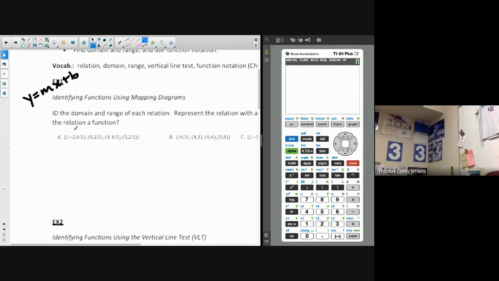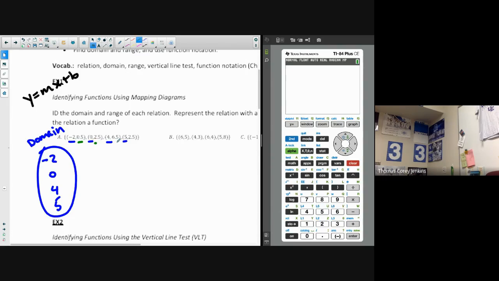Okay, so my inputs are each of the first numbers of the ordered pair. So -2, 0, 4, and 5. I apologize if this is difficult to read. They circle this when they show it in the book. That is what we would call the domain. Domain is the set of input values. And then the range is the set of output values.